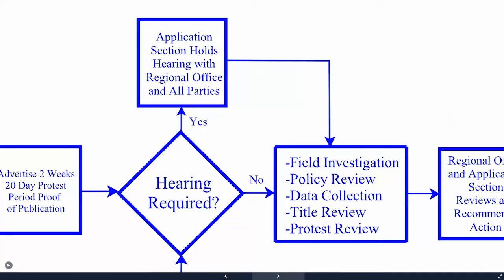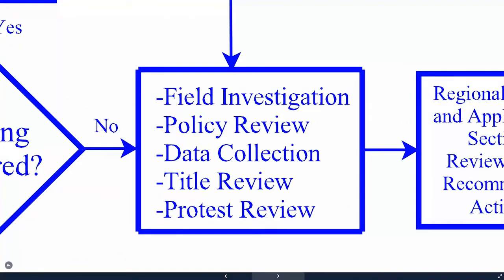After the hearing, or if no hearing is needed, the regional engineer will then complete a full review of the proposed application and all associated data to determine if there is a reason to believe the application meets the statutory criteria to be approved. This full review may include a field investigation, review of the appropriation policy for the area, review of scientific data, and a full file review, including title of record with the Division of Water Rights, the protestants' concerns, and any additional information received before, during, or after the informal administrative hearing.